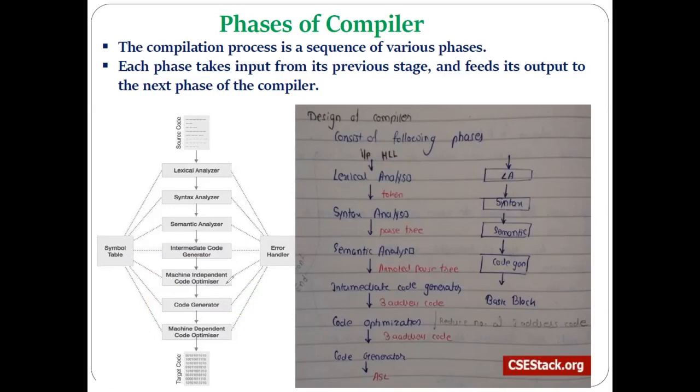One level is the code optimization that can be done before the code generation, in the sense before the machine code gets generated. Another kind of optimization can also be done after the code generation, that is called machine dependent code optimization. Now, why is this referred to as machine independent code optimization and this as machine dependent code optimization?